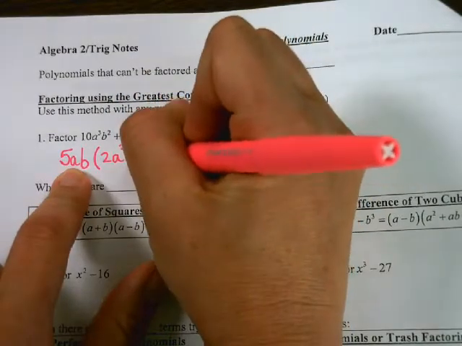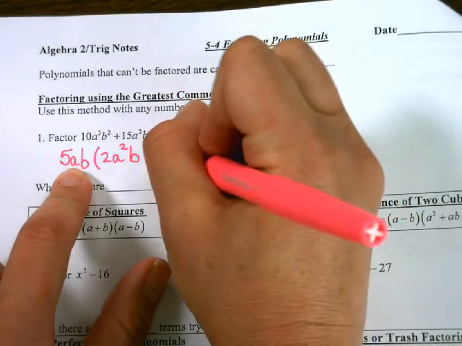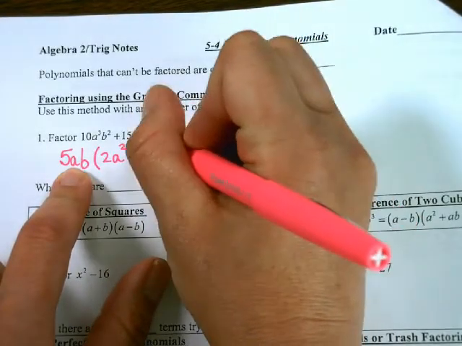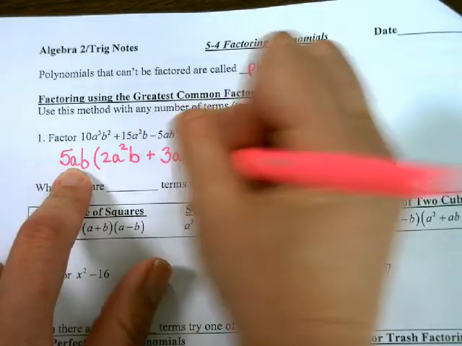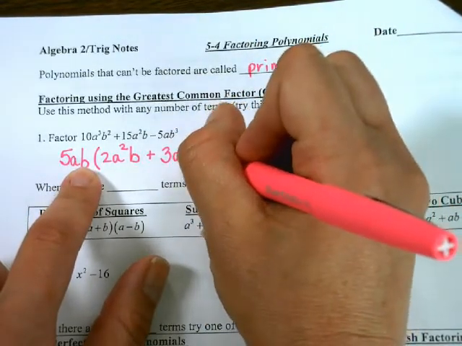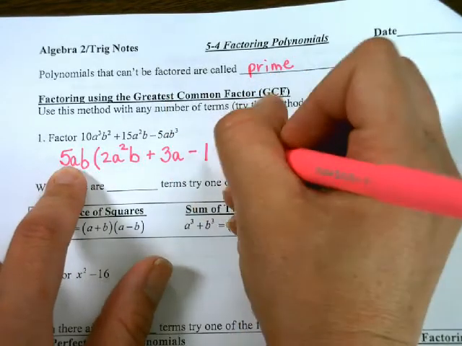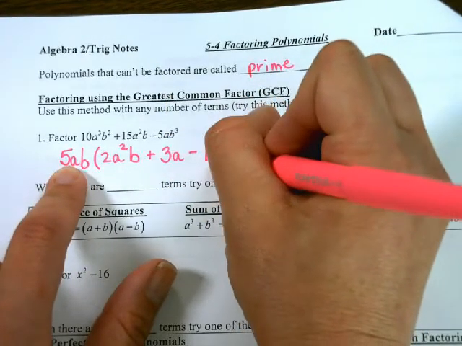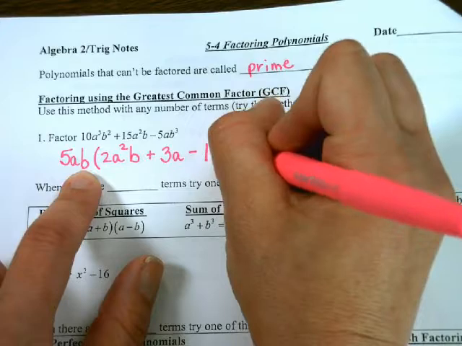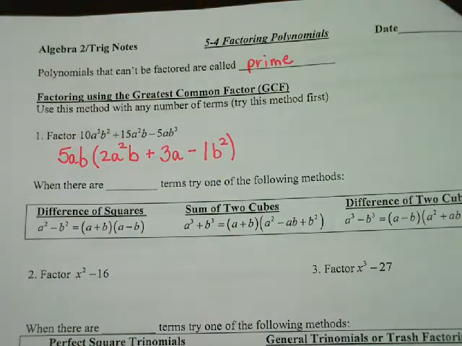2a squared b plus 3. I had two a's, I took one out, so I've got one left. I took a b out, so I don't have anything else with him. Minus 1. I took an a out. I had 3 b's, I took one out, so b squared. Does that look familiar?